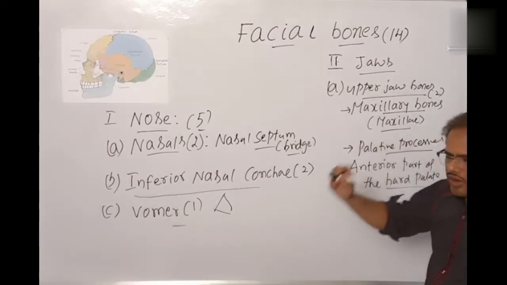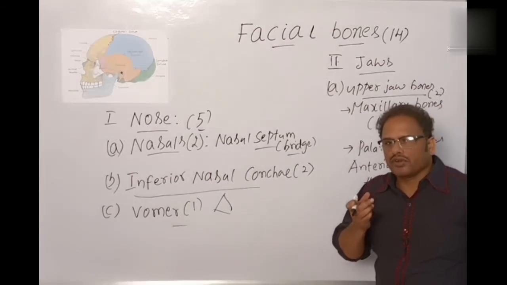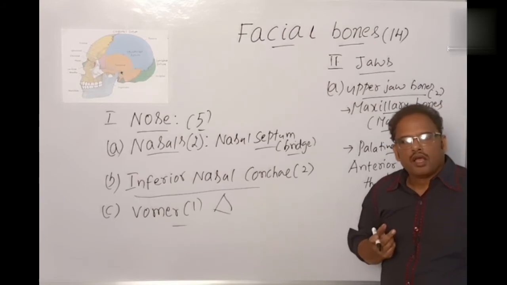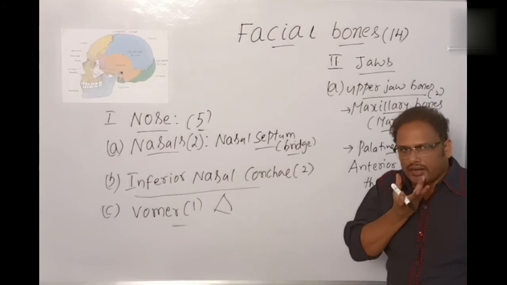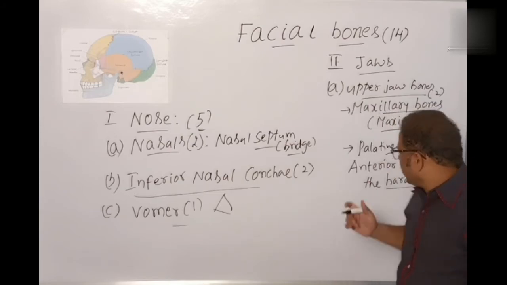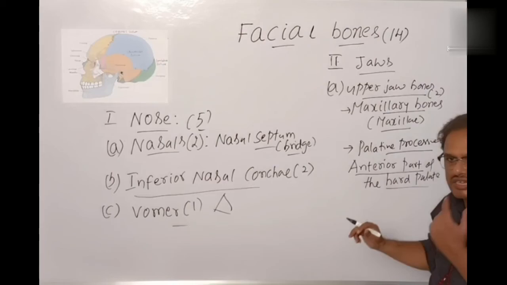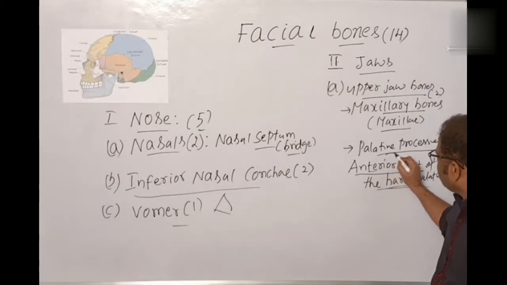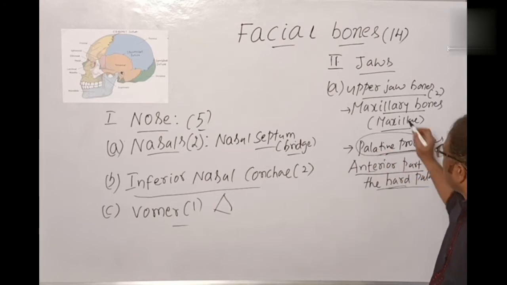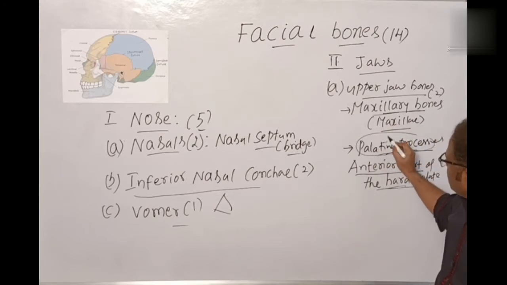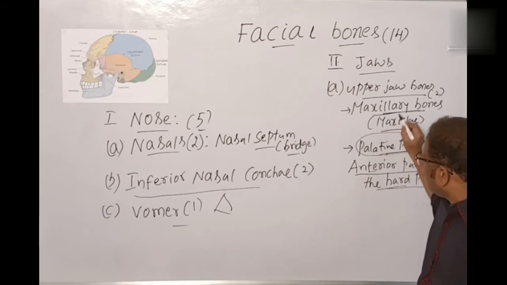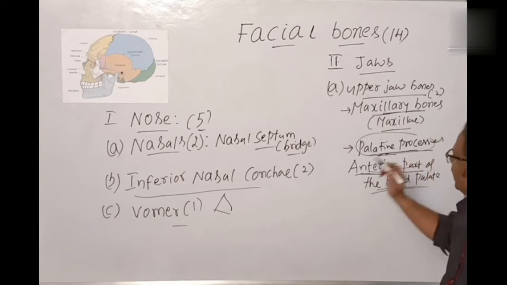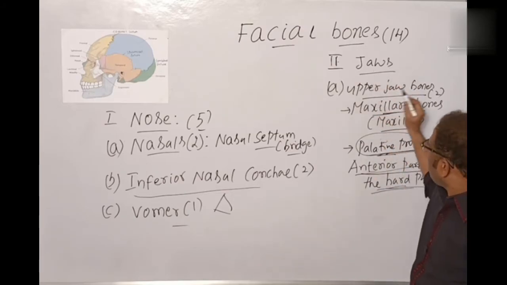What is palate? In the digestive system we have discussed it. The palate means the roof of your buccal cavity that you touch with your tongue. That is the palate, and it contains a hard palate. The anterior part of the hard palate, towards the maxillary teeth, is formed by the palatine process, which is a part of the maxillary bones. So these are the 2 upper jaw bones.